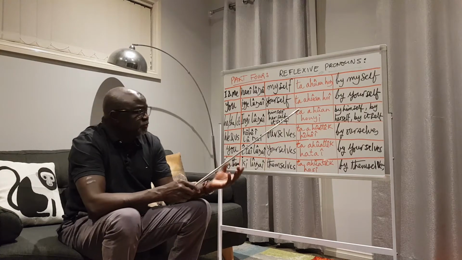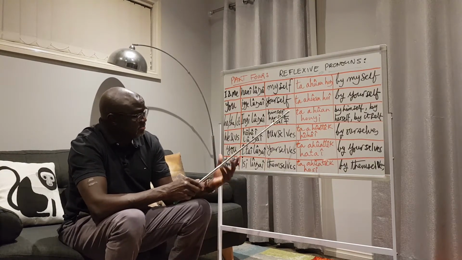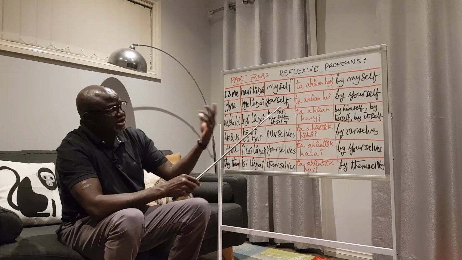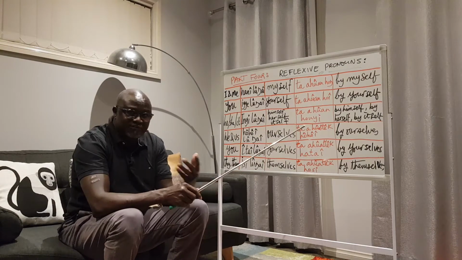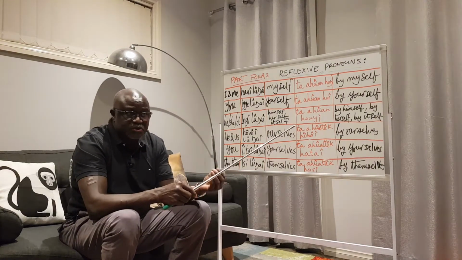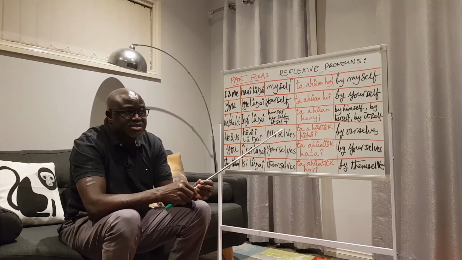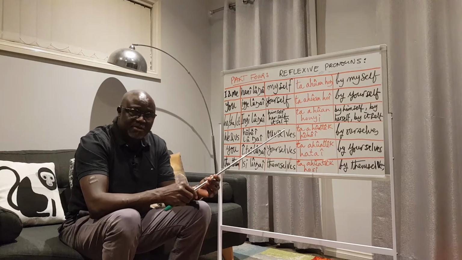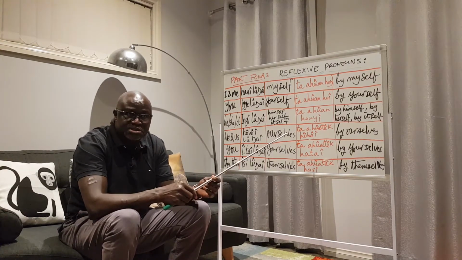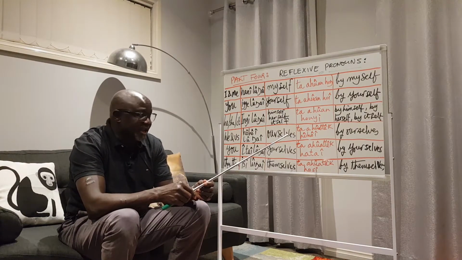Now I'm going to demonstrate this in sentences in a minute, but I just want to define what reflexive pronouns are. Reflexive pronouns reflect on the person or a thing within the sentence. So when do we use reflexive pronouns? We use reflexive pronouns when the subject and the object of the verb in the sentence are the same.